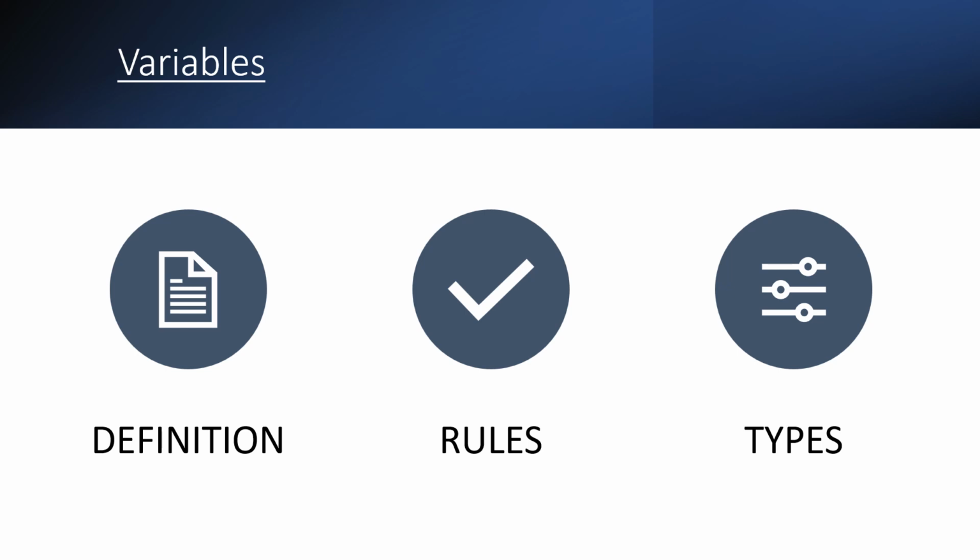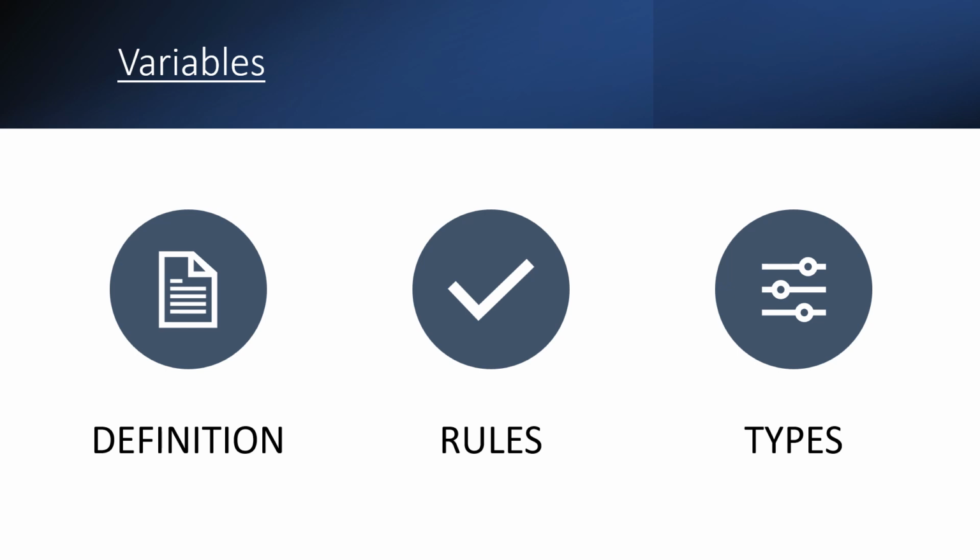Let's start with variables. The definition of a variable goes like this: a variable is the content of a memory location that stores a certain value. It is defined or denoted by a variable name. The variable name contains a sequence of one or more letters, digits, or underscores.